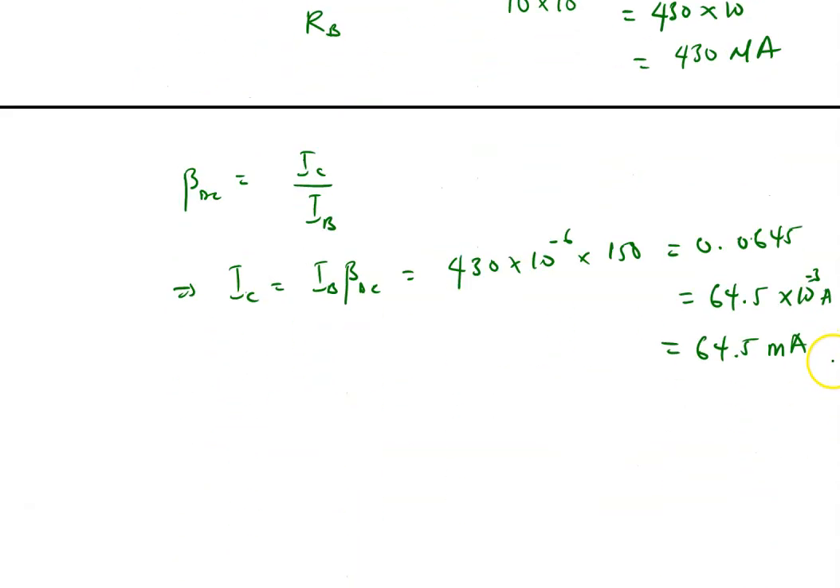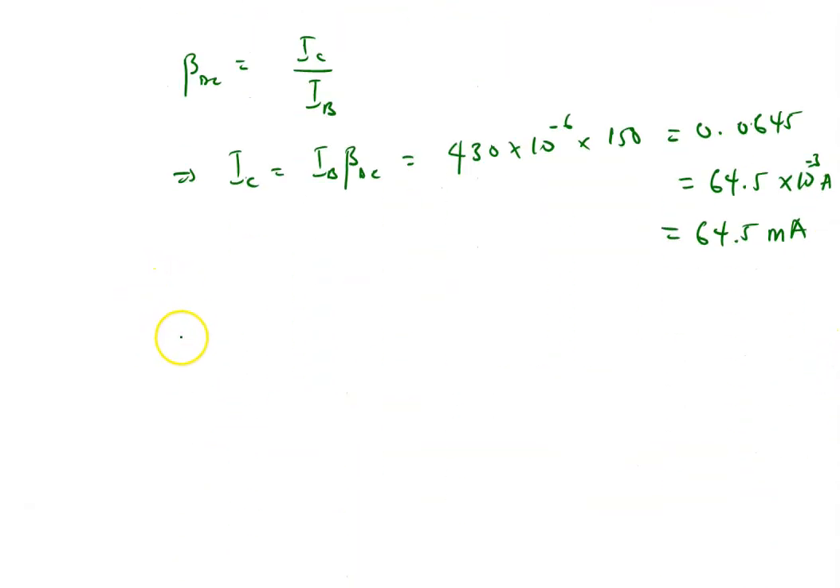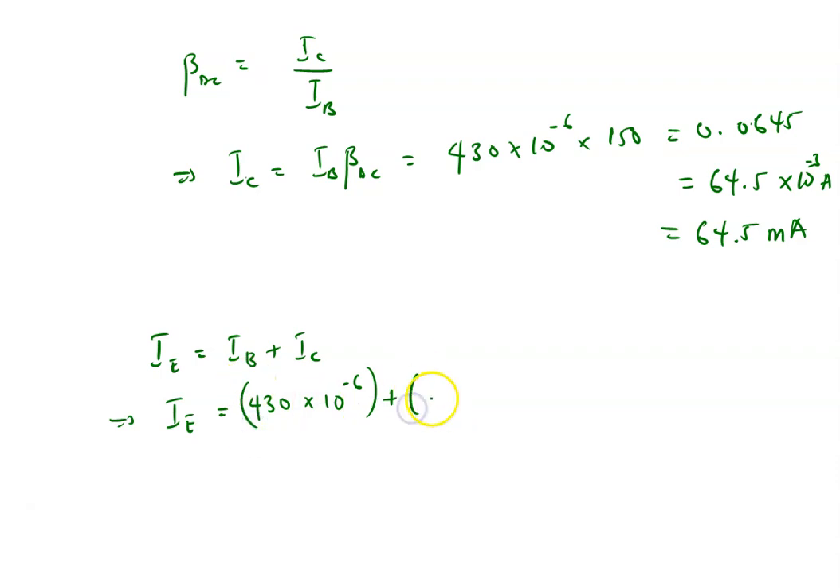What about the emitter current? We are going to use the Kirchhoff current law. That is IE is equal to IB plus IC. So IE is basically going to be 430 times 10 exponent minus 6 plus, put this in brackets, 64.5 times 10 exponent minus 3. Then at this point, you just compute with your calculator.